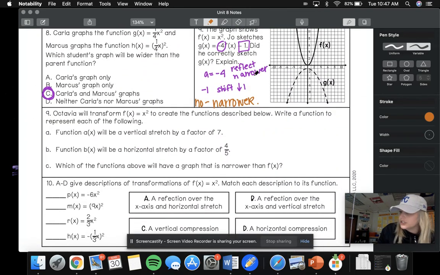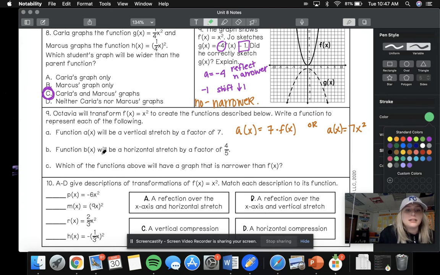So it should look something like a of x. You can write it two different ways. You could do 7 times the f of x function, or since we know f of x is x squared, you could also write it as 7x squared.